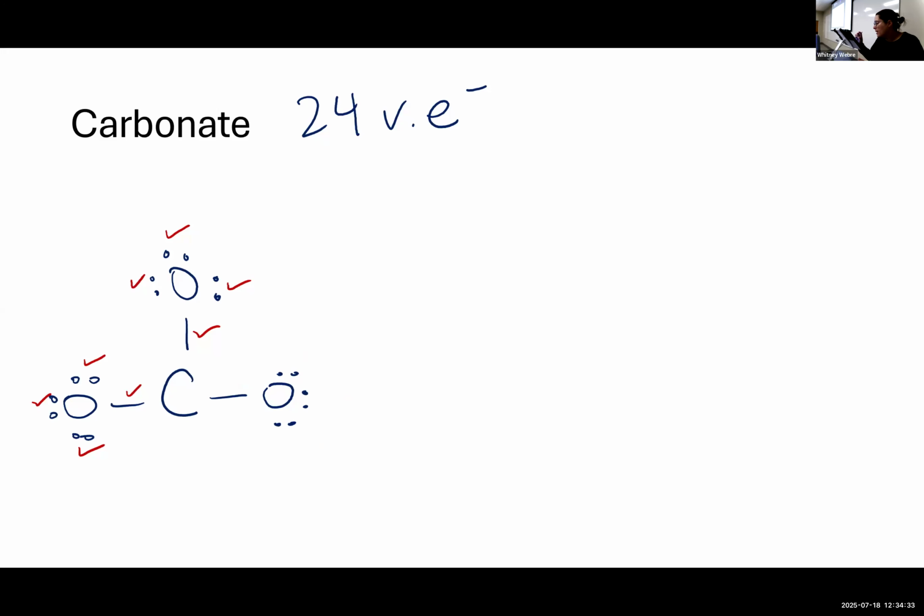And I can also recognize around the central carbon, the way this is drawn, there is not a full octet. That's 6 electrons. So I would need to take one of those oxygen to donate its lone pair to make a double bond.